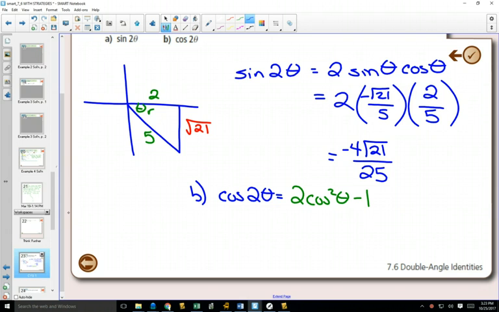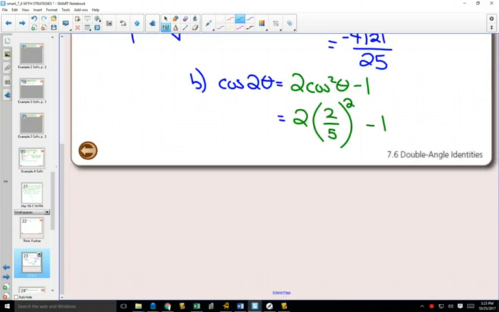If I choose this formula, I don't use that square root of 21 at all because I already know what cos is. Cos is equal to 2/5. It was given to me in the question. No calculations necessary. So what's cos squared going to equal? 2/5 squared. If cos is 2/5, then cos squared would be 2/5 squared. And then we still have -1. Let me just finish. I'll get your questions in a second.